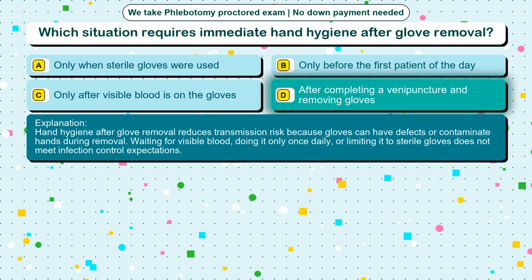Hand hygiene after glove removal reduces transmission risk because gloves can have defects or contaminate hands during removal. Waiting for visible blood, doing it only once daily, or limiting it to sterile gloves does not meet infection control expectations.